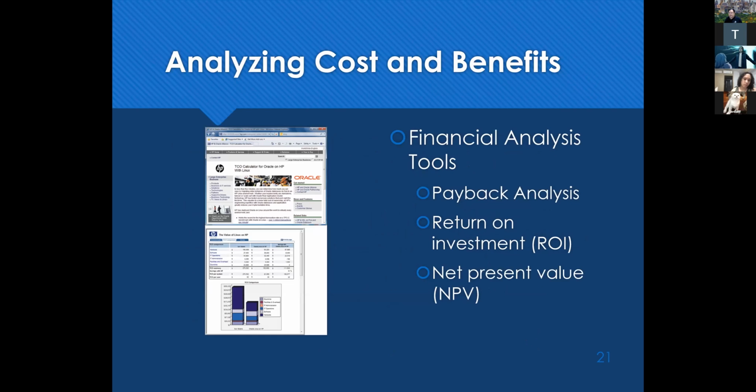Okay, next we talk about the costs and benefits that we have to analyze. Financial analysis is one of the most important things that you have to know. In MUIC we have courses like iDesign that you can take, any courses in MUIC or in Mahidol University.